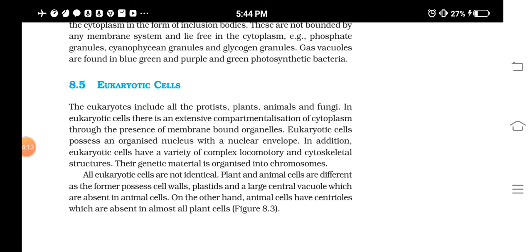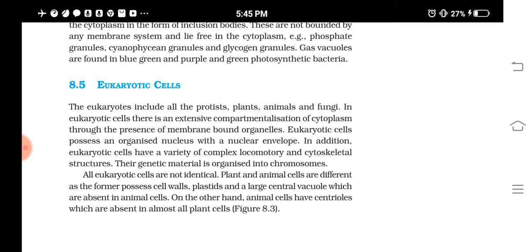So when you consider the eukaryotic cells, the protists, plants, animals, fungi, all these are having what? Eukaryotic cells. So eukaryotic cells are having a well defined nucleus, isn't it? Nucleus is well defined. It is protected by nuclear membrane, okay, and has what? A number of membrane bound organelles, isn't it? Then they are also having what? Complex locomotory and cytoskeletal structures.